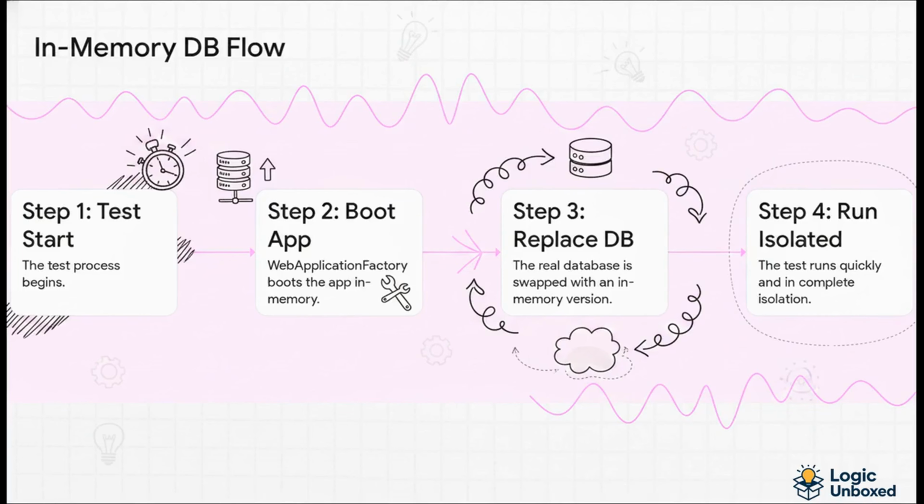So your test kicks off. The WebApplicationFactory starts booting up your app. But, and this is the magic part, it lets us jump in and tweak the configuration. That's when we swap out the real database connection for a temporary in-memory one. The result? Your test runs against its own personal, squeaky clean database. It's fast and it's completely isolated.